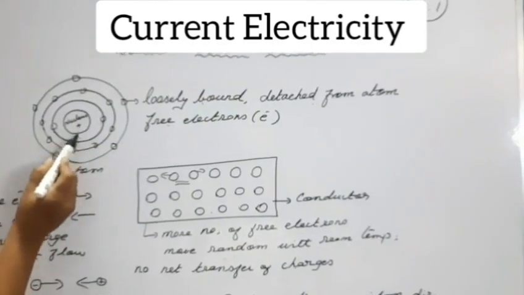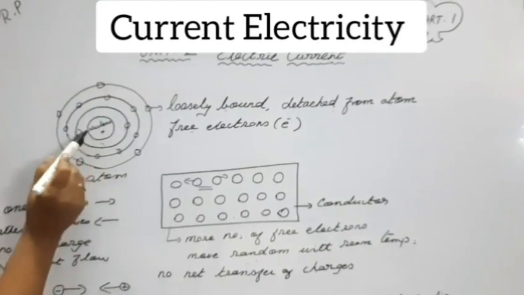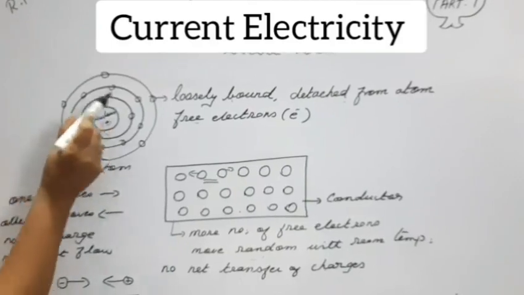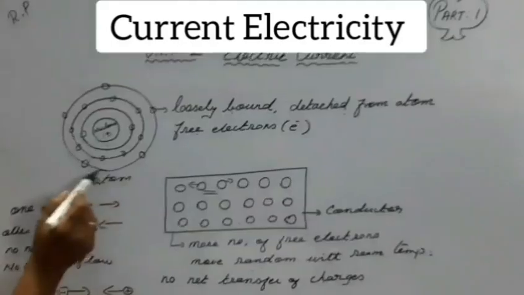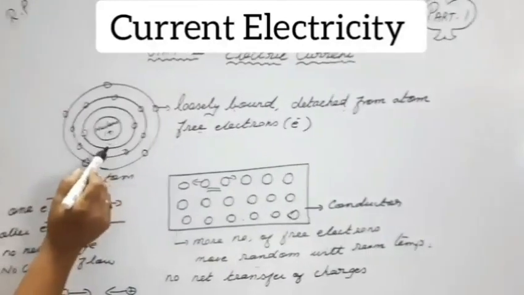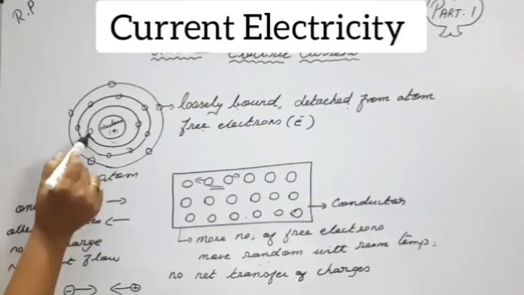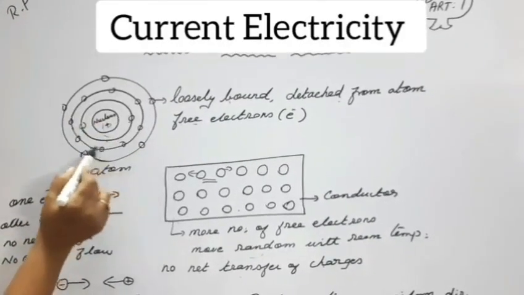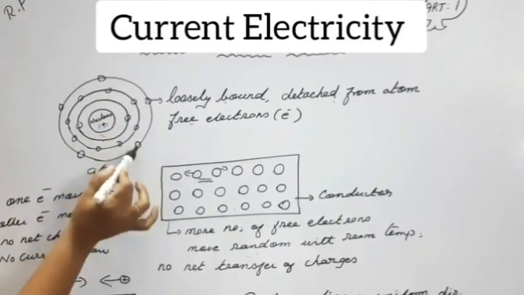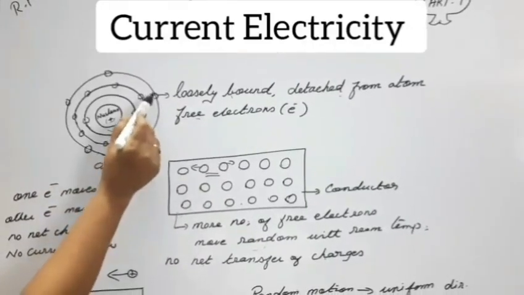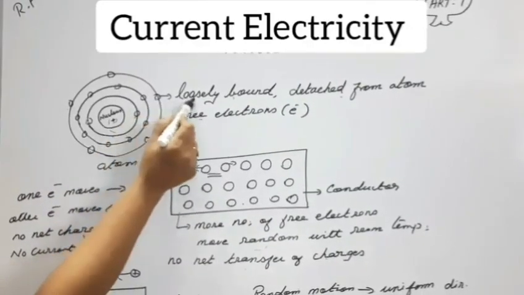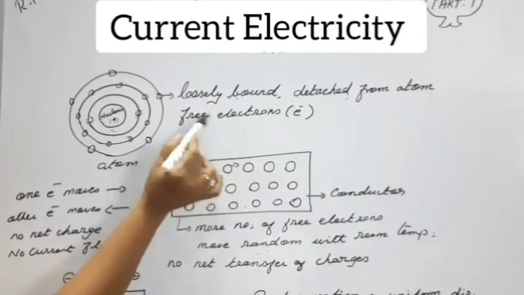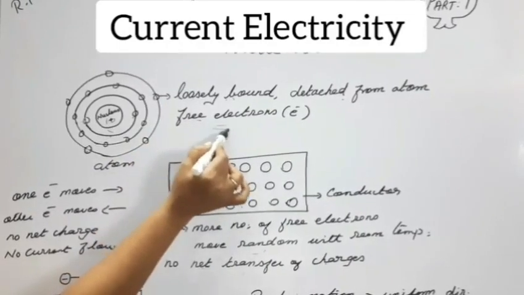Suppose you take an atom. Inside the atom, the nucleus is present, which is positively charged, and negatively charged electrons move around the nucleus in their respective orbits. Suppose in the first orbit there are two electrons, in the second orbit a few electrons, and in the third orbit also some electrons. In the outermost orbit, the electrons are loosely bound to the atom and can be detached and come out from the atom. These are called free electrons.